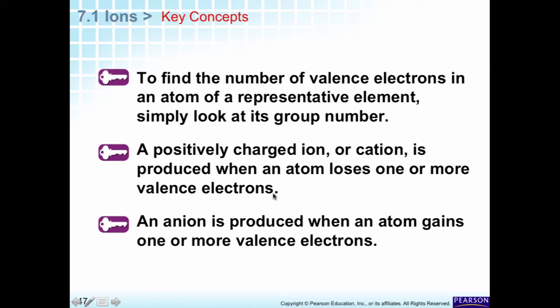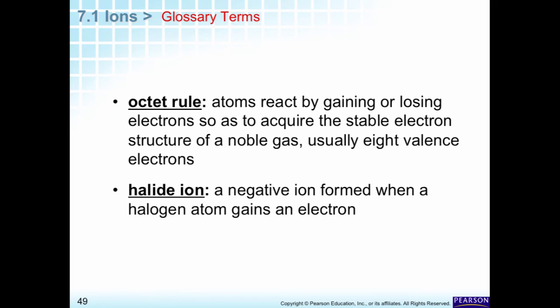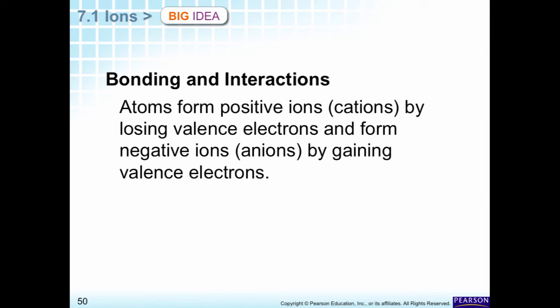All right, to summarize, you've got these for your notes, some definitions. Remember, stop the video and take these in your notebook. Some more definitions. And the big idea for this unit is bonding and interactions. Atoms form positive ions, cations, by losing valence electrons, and form negative ions by gaining valence electrons. That's it. See you next time.